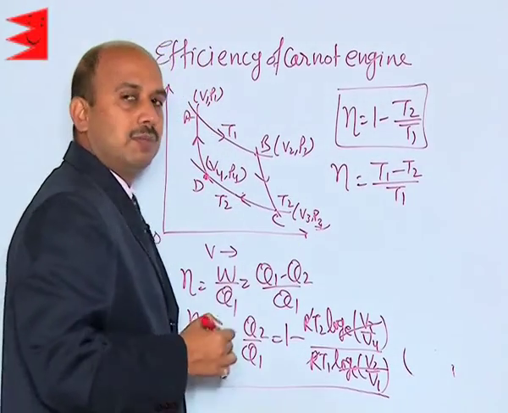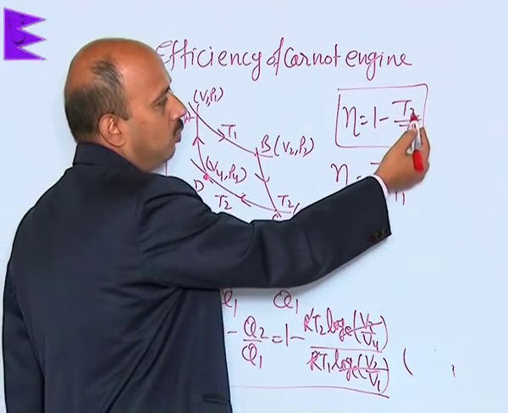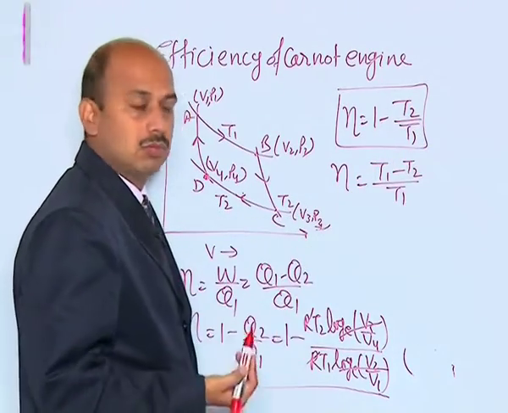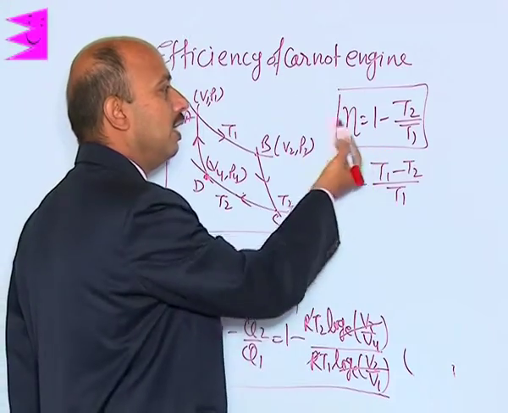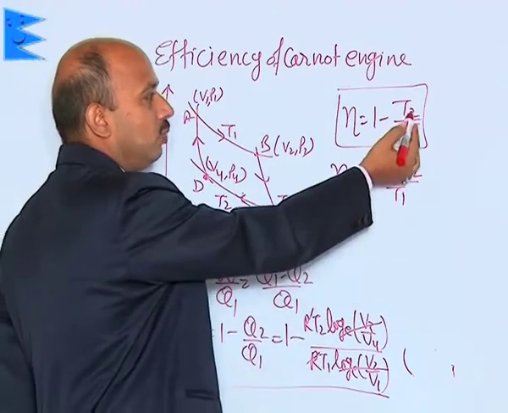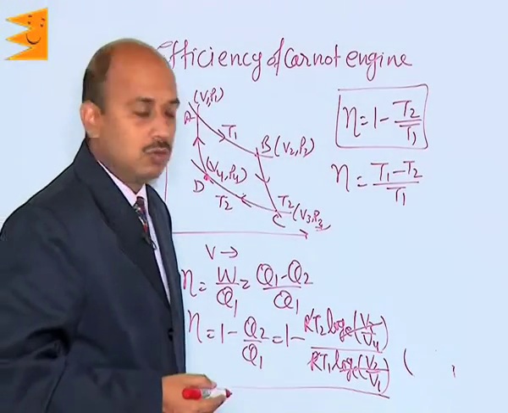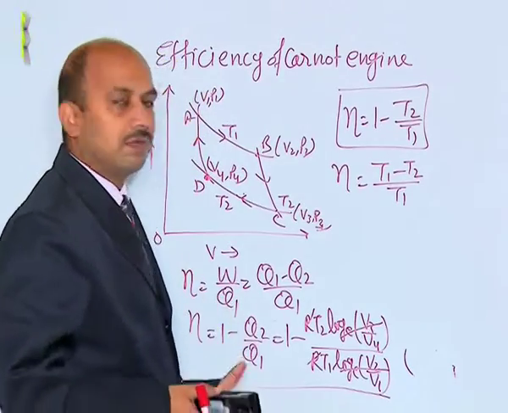The efficiency is measured in percentage. Suppose you take T2 is equal to 0, in that case efficiency will be equal to 100%, and if you take T2 is equal to T1, then efficiency will be equal to 0. So, this is about the efficiency of Carnot engine.